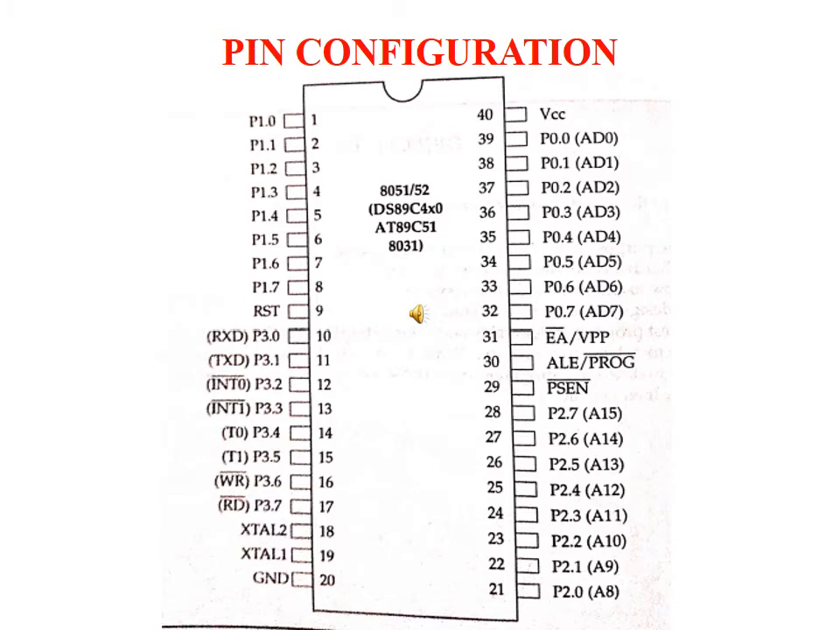The 8051 microcontroller requires a plus 5 volt power supply and is designed for a minimum clock frequency of 1 megahertz and a maximum clock frequency of 16 megahertz. So next we'll see each of these pins in detail. What is the function of each?